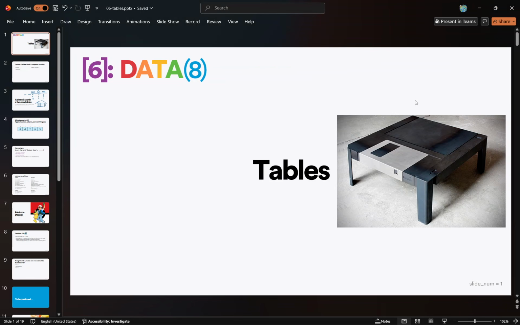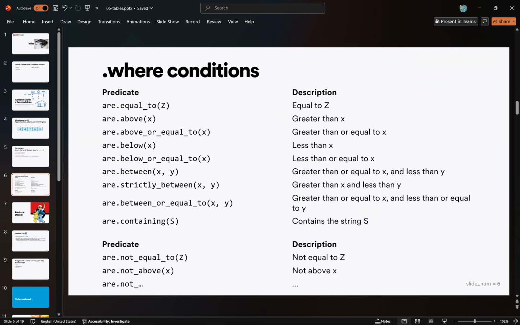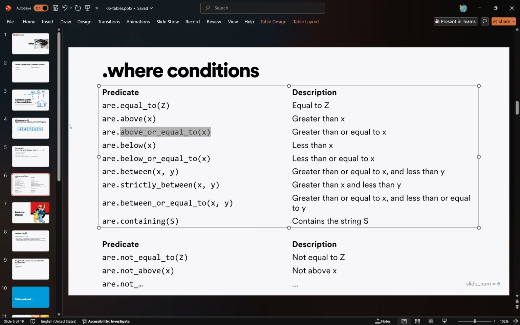All right, so this is chapter 6. I've already released assignments that depend on this chapter, and we learned a bunch of cool stuff about tables. We had some fun stuff. We learned about formatters, all those .where things, where the values of this column label are equal to, or above or equal to some value.